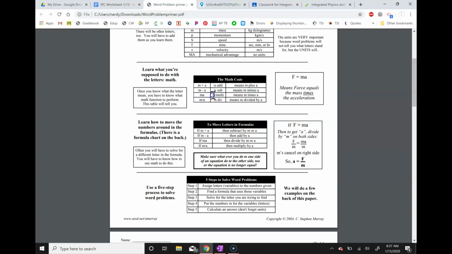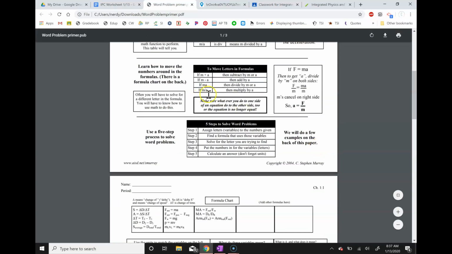MA stuck together is multiplication. It means m times a. And then m slash a is division, and that means m divided by a. So F equals MA means force equals mass times the acceleration. I know this is review to you. It's just a refresher. Stick with me.